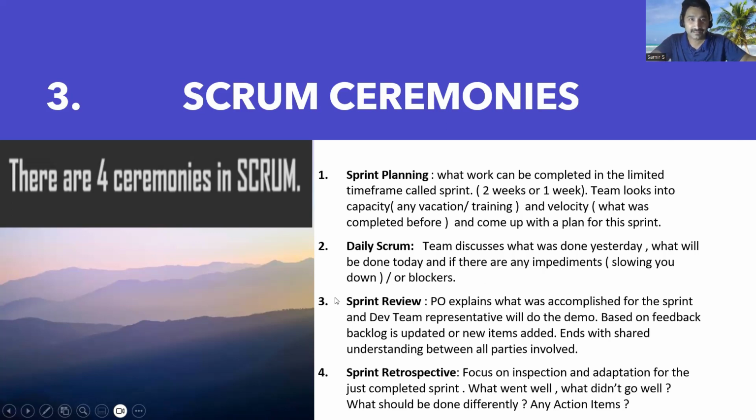Okay. The third Scrum ceremony is sprint review. In sprint review, the product owner explains what was accomplished for the sprint. If we just completed a sprint, the product owner has the responsibility of explaining to the stakeholders, or to the people who paid for the software development, what was accomplished in the sprint. That is sprint review. And the development team representative will demo it, because we know that there is an increment created and we know that the increment is working software.